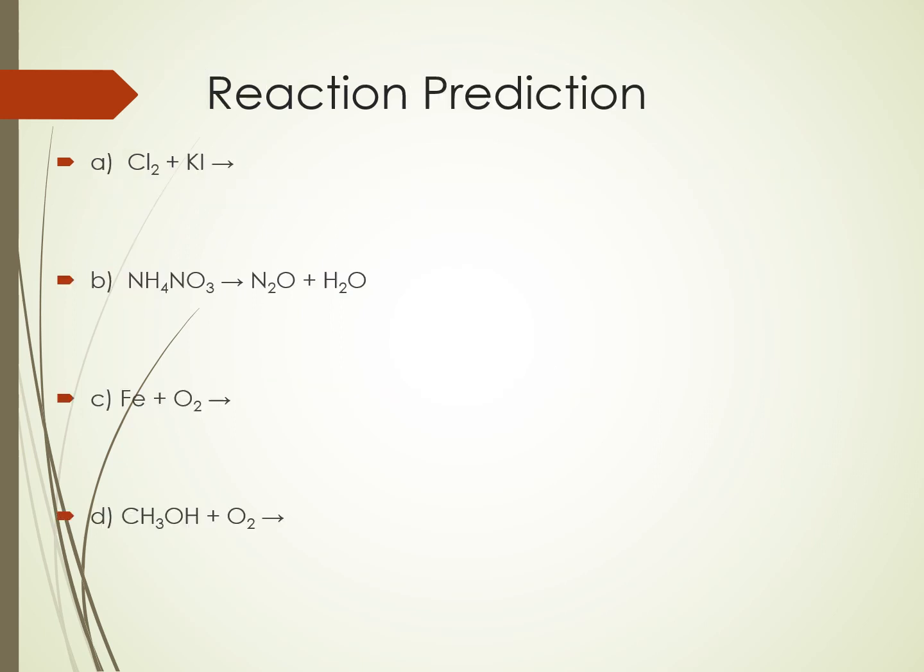Okay, so the last thing that we're going to do for today is learn how to predict the products for our chemical reactions. So when we do this, what we need to use is those general forms as a way to predict what type of reaction we have and then identify the products from that. So as I look at my first example problem, you'll notice I have Cl2 plus KI. So I have an element reacting with a compound.